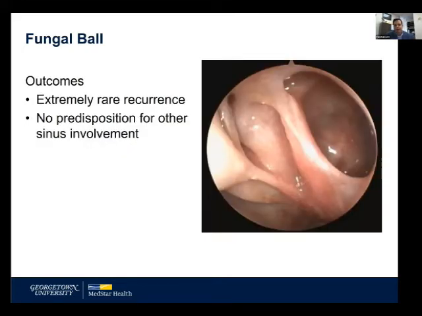These people do really well after sinus surgery. They have extremely rare recurrences, and you don't have a predisposition for other sinus involvement. So once you get it, the likelihood of you getting it again is exceedingly low. You're not at an increased risk.